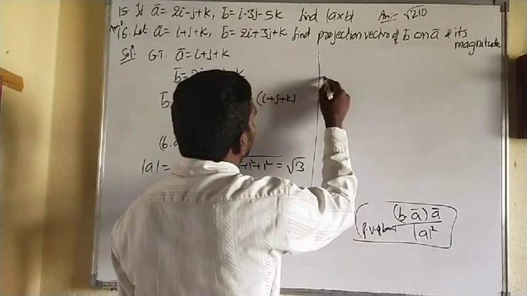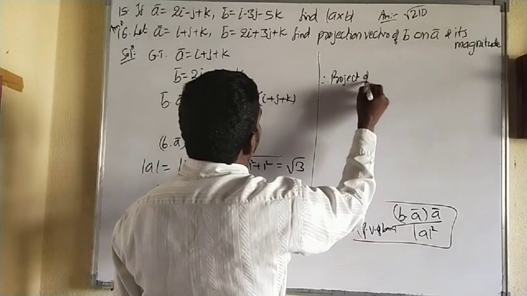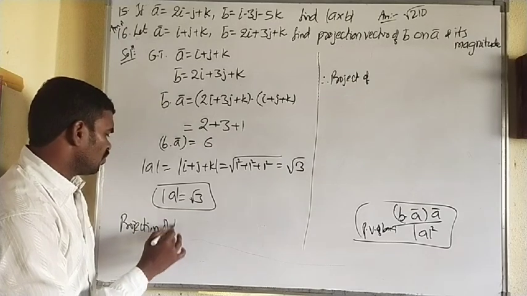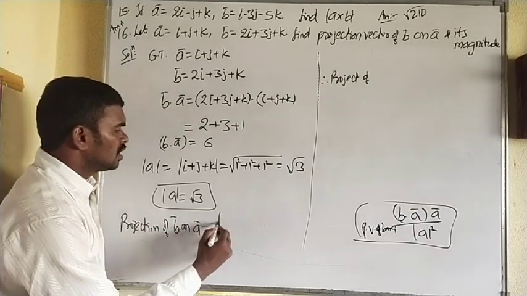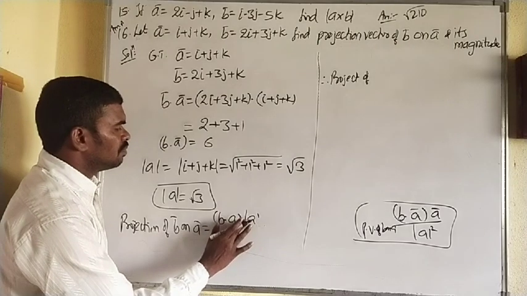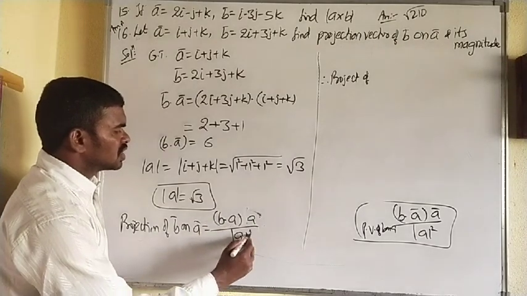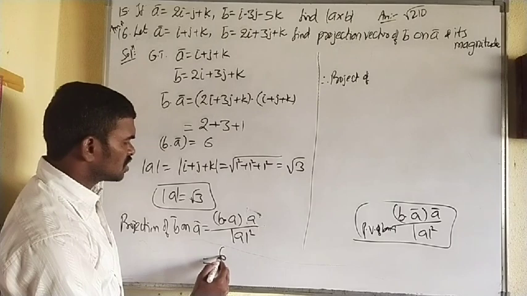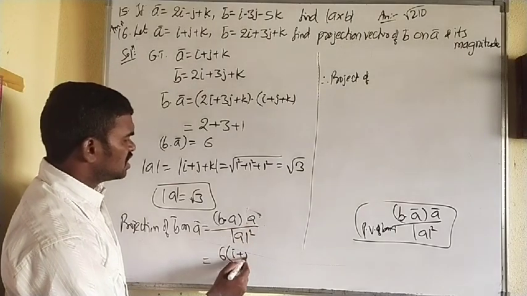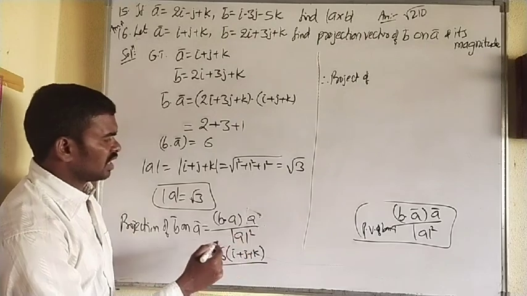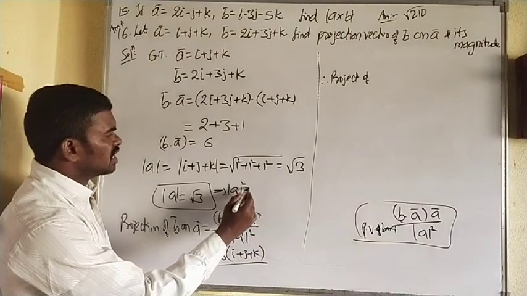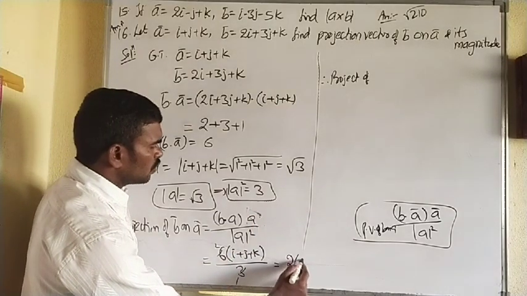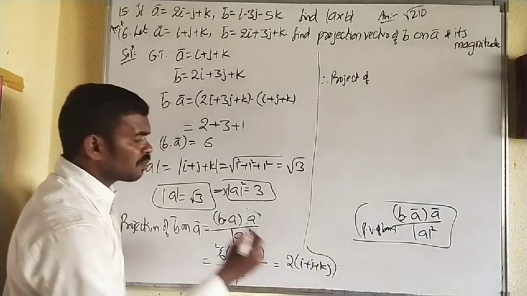Therefore, write the formula. Projection of b bar on a bar is (b bar dot a bar) by mod a square. b dot a is 6. So 6 into (i plus j plus k) by mod a square. Mod a is root 3, therefore mod a square is root 3 square, which means 3. So 3 1 ja, 3 2 ja. The answer is 2 into (i plus j plus k). This is the projection of b bar on a bar.